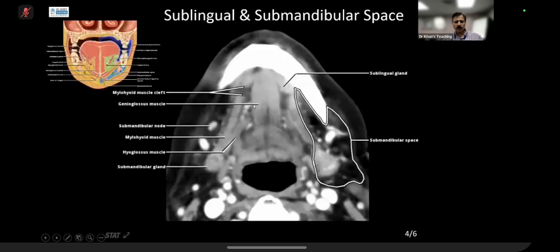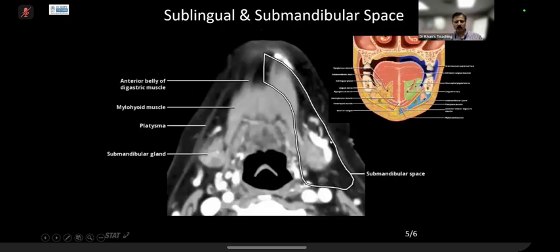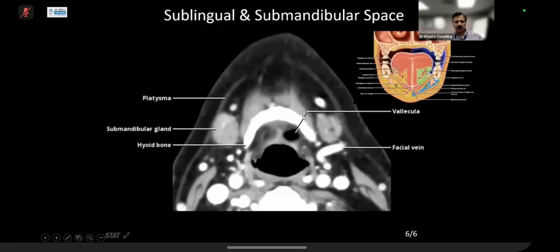Once again, genioglossus, sublingual, and all of this is submandibular. Submandibular space will go till the level of the hyoid bone. And another key concept to remember is that submandibular space is continuous with the other side. So it goes all the way to the other side. There is no boundary or no division or no septum here. This is the anterior belly of the digastric muscle.